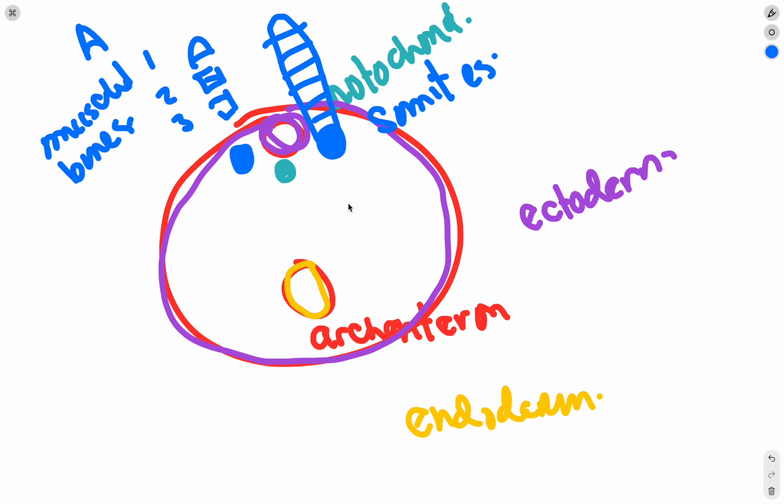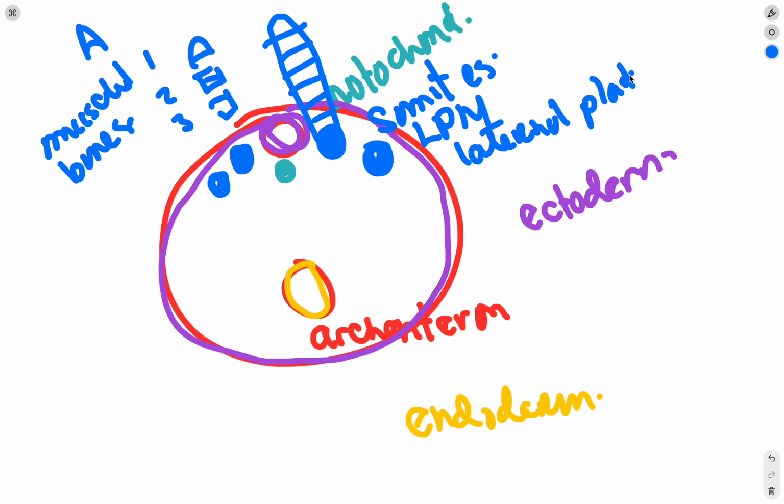Okay, so we have the somites, and then we also have these solid fingers here, the lateral plate mesoderm, the LPM, bilaterally symmetric. And the lateral plate mesoderm, instead of getting sliced into chunks like this, starts to hollow out.